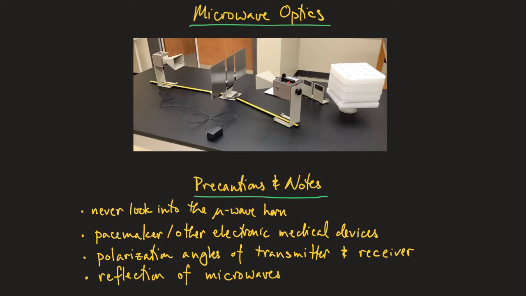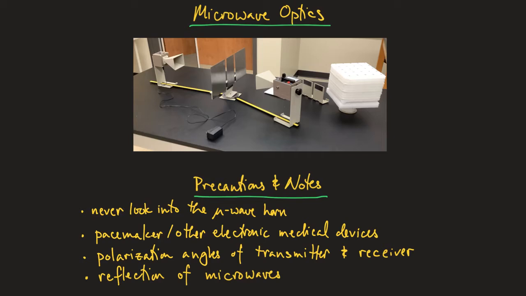Something which you probably don't need to worry about, but the polarization angles of the transmitter and receiver need to be set to be in alignment. Basically this is the transmitter, and this is the receiver. These can be rotated about this axis to study polarization effects.